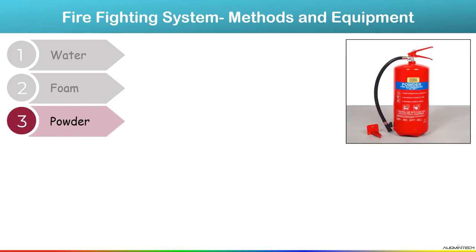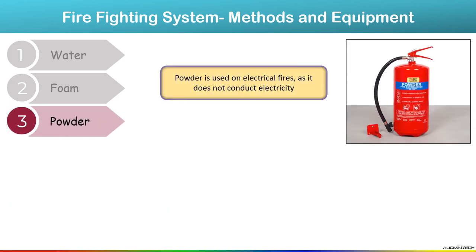Now the third is powder. Generally this powder is used on electrical fires. Why are we using powder in electrical fire? Because it does not conduct electricity. So remember, this point is very important.